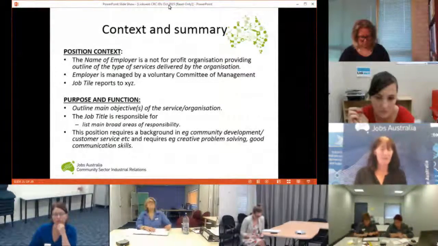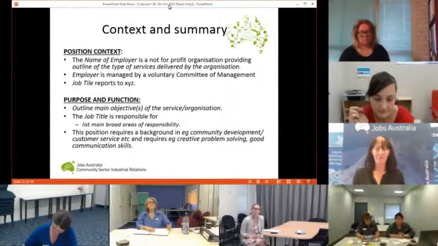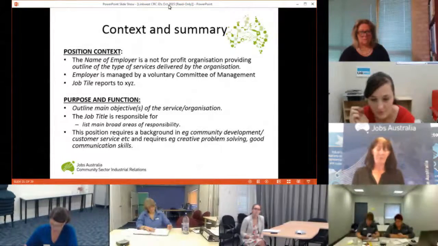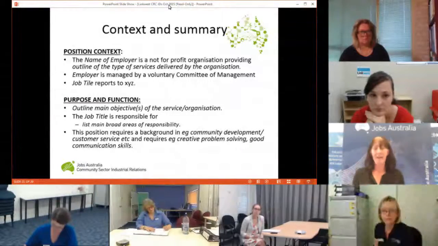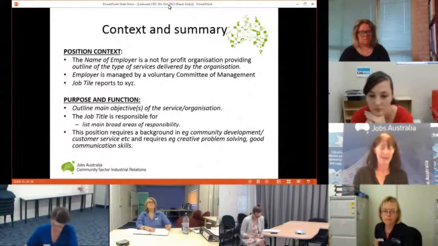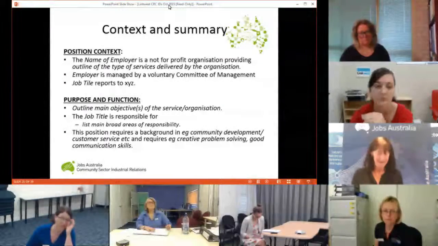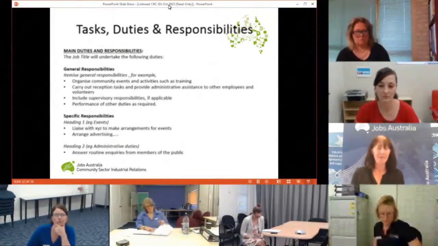So then we move on to the purpose and function. Oh, sorry about that. My screen keeps flicking. So the purpose and function is really what is the purpose of this role? It'll have our job title. What's the purpose? Are we expected to have community service skills, etc.? So what is that role really about? Thanks, Mahela. So then we move on to the main duties and responsibilities.